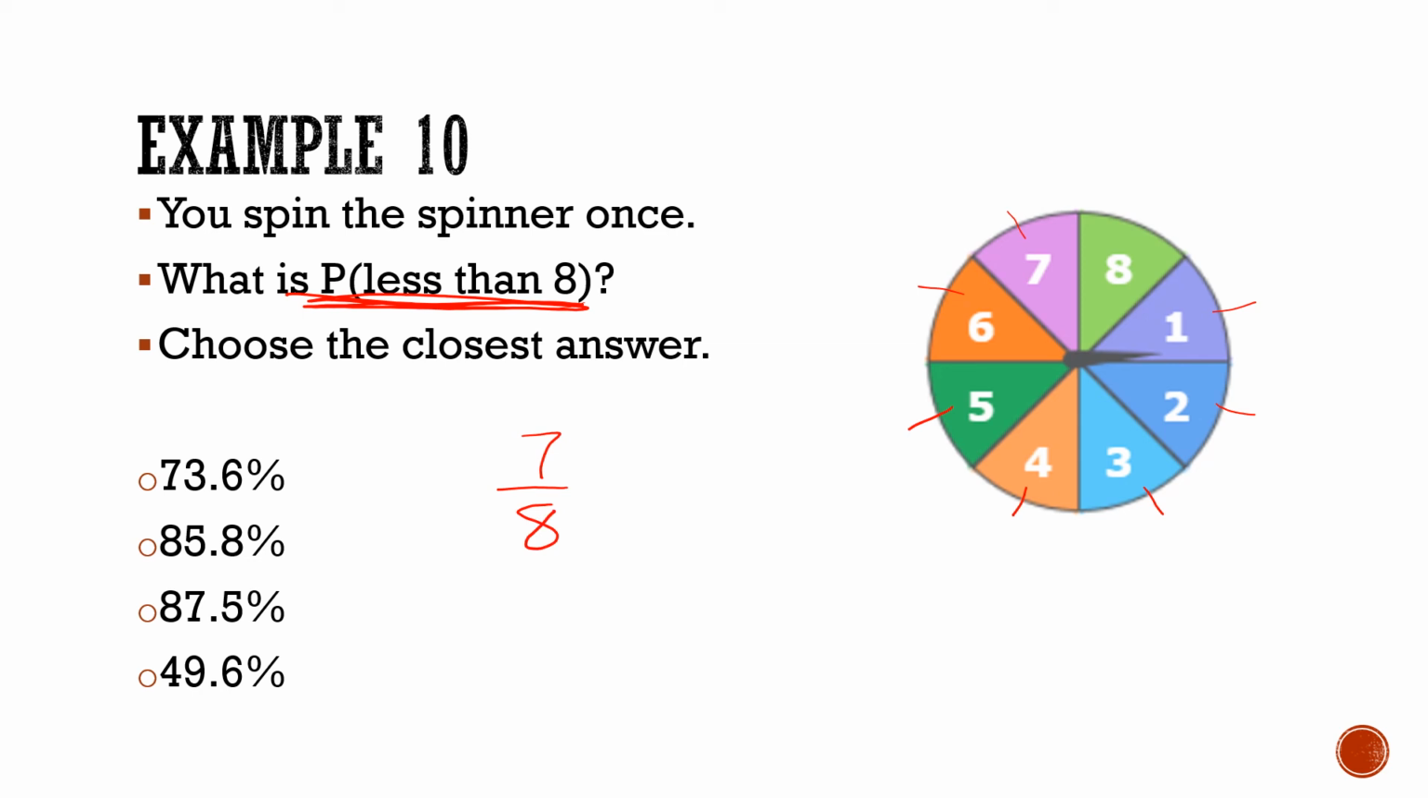Now notice it's giving you your answer choices as percents. So you can just do 7 divided by 8 and move your decimal, or you can enter 7/8 as a fraction and hit that change to percent key. That's the one that's got the arrow beside the percent sign, which is 87.5.